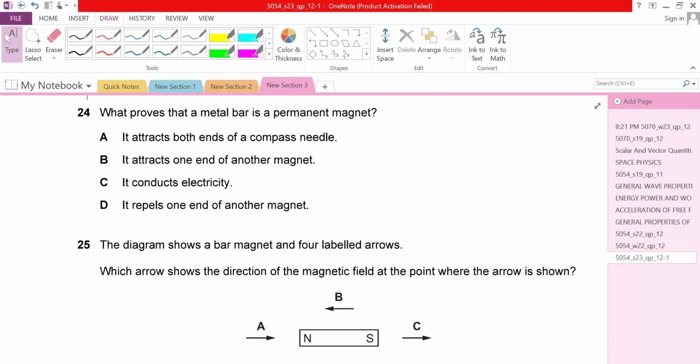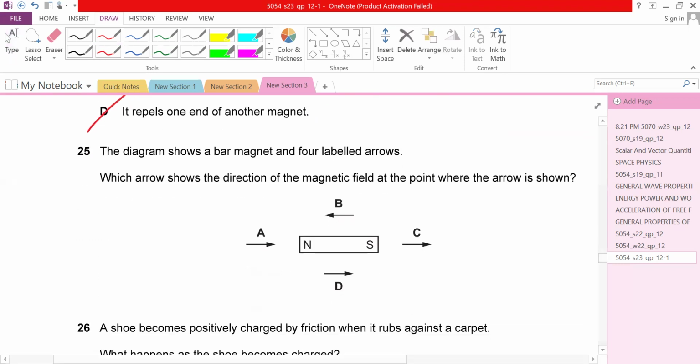Question number 24. What proves that a metal bar is a permanent magnet? To prove that a metal bar is a permanent magnet, what you have to remember is that it repels one end of another magnet. So it is proved that it is a permanent magnet. Option D is correct for question number 24.